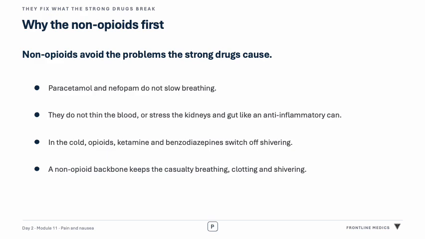In the cold, there is a second reason. Opioids, ketamine, and benzodiazepines all switch off shivering, the casualty's own heat source, while paracetamol and nefopam leave it running. A non-opioid backbone keeps the casualty breathing, clotting, and shivering, three things you badly want in a long, cold hold.